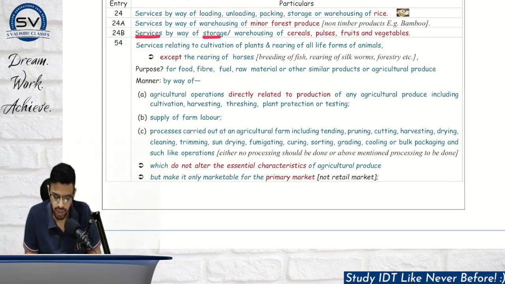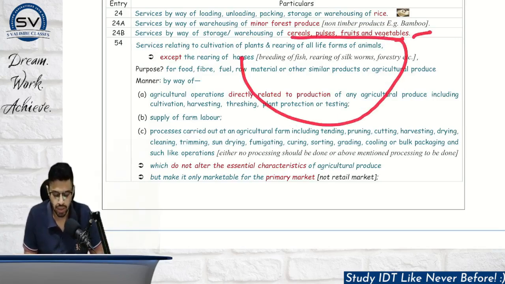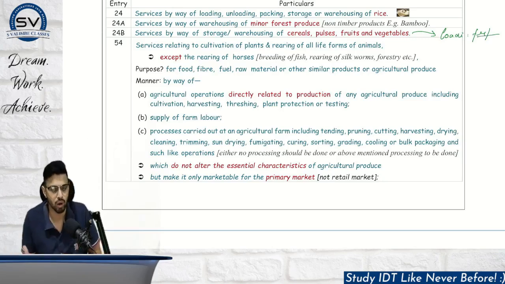Services by way of storage, warehousing. Again, we are covering only storage and warehousing, and not loading, unloading, anything else. Of cereals, pulses, fruits and vegetables that we eat. So in paper you have to focus upon whether these 4 are covered and only storage, warehousing is covered. If let's say the services of loading or grading of, let's say, fruits or any other activity, any other product is covered, not exempt, you have to focus on these points.